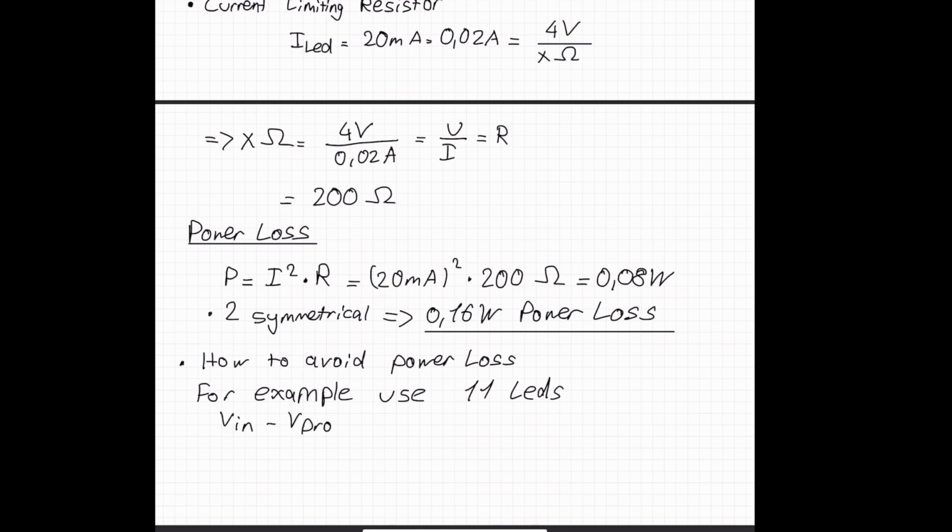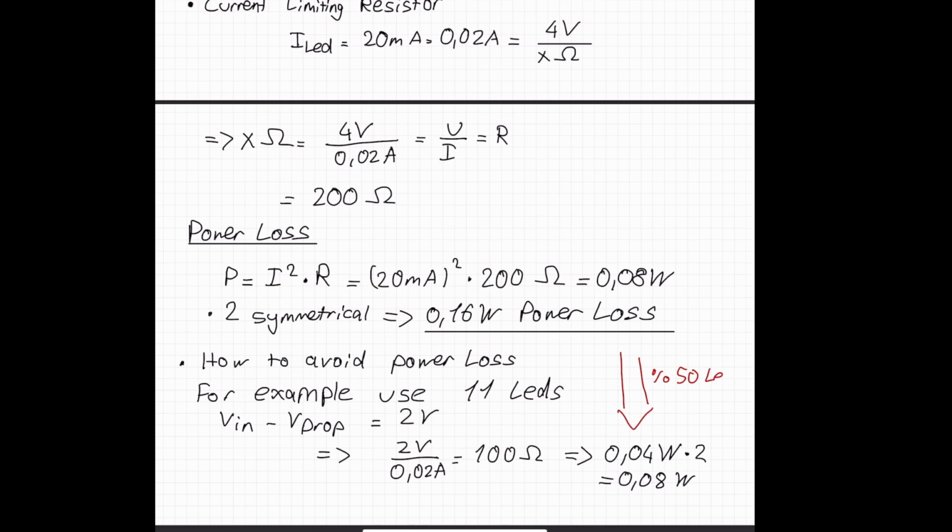So instead of 10, let's use 11 LEDs. Now the voltage in minus the voltage drop is 2 volts, divided by 0.02 amps again. So we need a resistor of 100 ohms. Because of the same circuit design, the power loss is 0.04 watts per resistor, and we have two resistors, so it means 0.08 watts, which is 50% less power loss. Also be careful when you are using resistors. If you put too much power loss on them, they can burn as well.